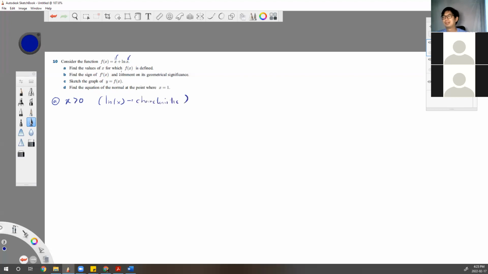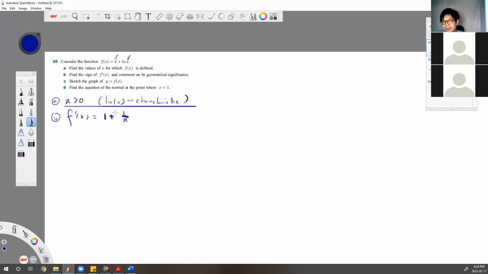Okay, so question B is quite simple. Find the sign of f'(x) and comment on its geometrical significance. So we know that if x is more than 0, then f'(x) equals 1 plus 1/x, right? Because ln x differentiates to 1/x. And the sign of f'(x) is always positive, right? Because 1 plus 1 over something that is more than 0 is still positive.